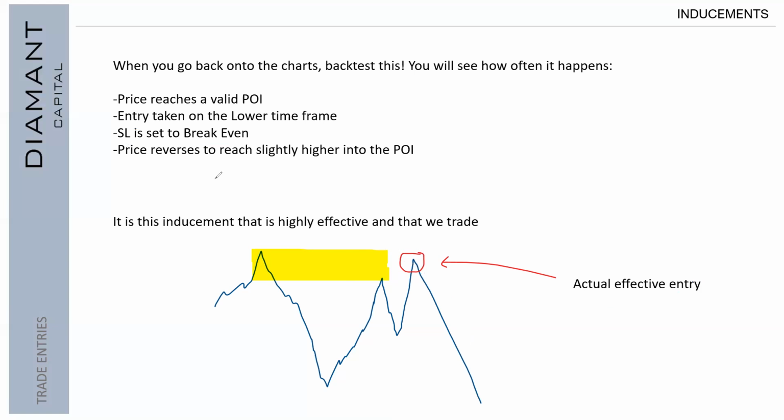Please backtest this, have a look at it, see how it works, because it's one of the most effective things you can employ into your strategy.